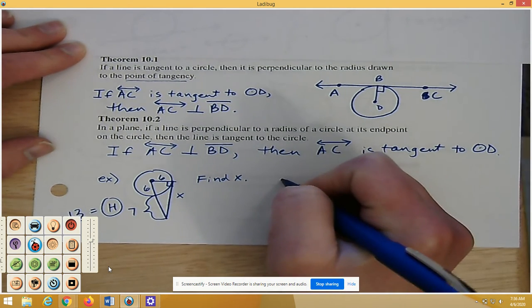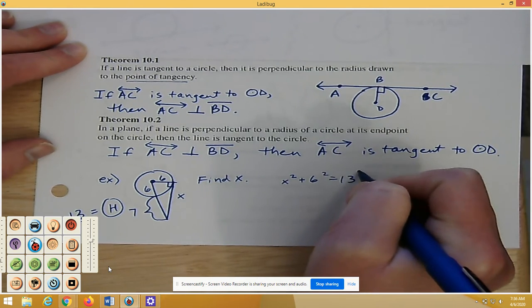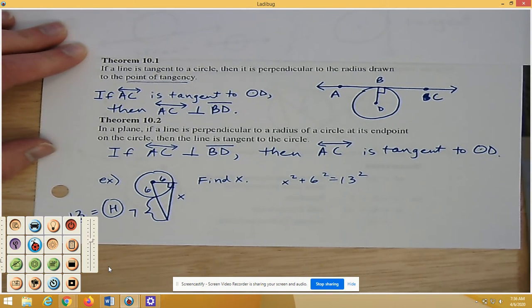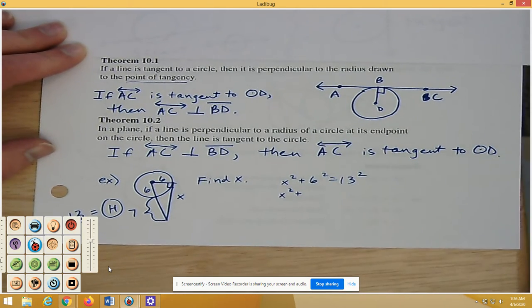So we would end up with our equation x squared plus 6 squared equals 13 squared. And then you would go through and solve. So we're going to say x squared plus 6 squared is 36.